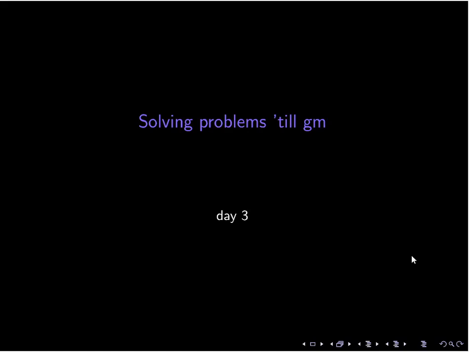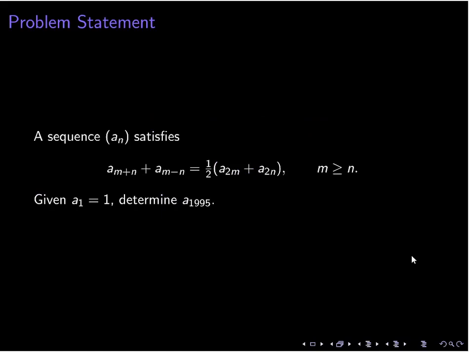Anyways, for today's problem, we have a sequence a_n that satisfies a_{m+n} + a_{m-n} = 1/2 (a_{2m} + a_{2n}), with m and n, of course, natural numbers, 0 included, and m is greater than or equal to n. Given that a_1 equals 1, we should determine a_1995.